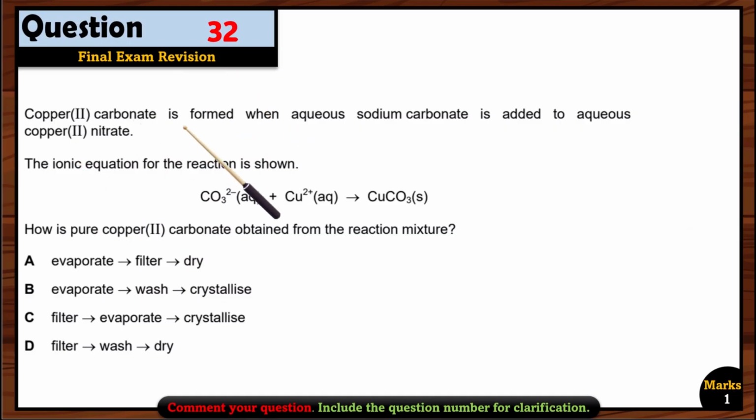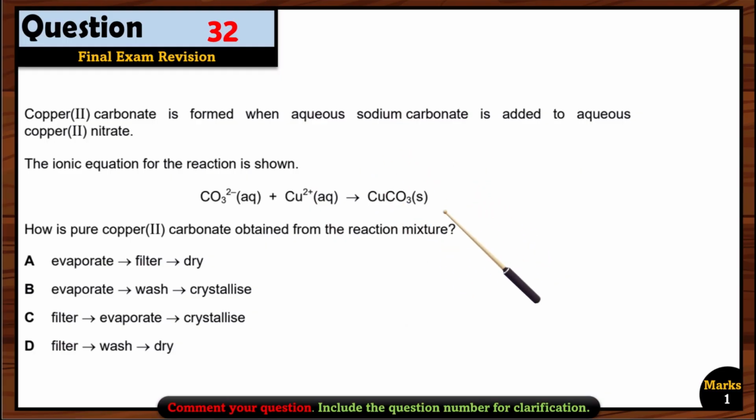Question 32. Copper carbonate is formed when aqueous sodium carbonate is added to aqueous copper nitrate. The ionic equation for the reaction is shown over here. How is pure copper carbonate obtained from the reaction mixture? All the carbonates usually are insoluble, and you can see in the reaction it is solid. So it means it's a precipitate, right? So we use a precipitation method. For a precipitation method, you simply have to filter. In the filter, you will get copper carbonate, right? You have got your product.